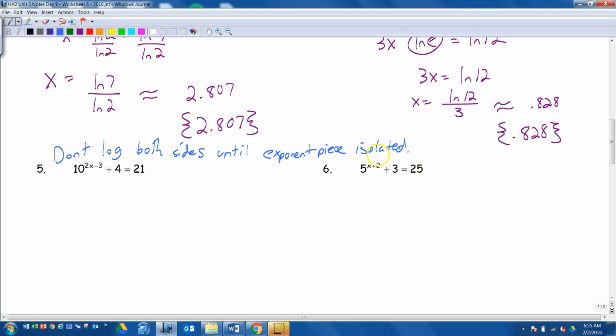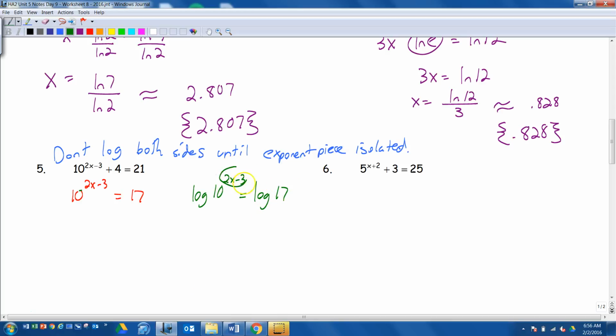Okay. What that means is I don't want to log both sides until that 4 is moved. So I'm going to move the 4 over, and I get 10 to the 2x minus 3 is equal to 21 minus 4, which is 17. I'm going to rewrite this with logs on both sides, and I'm going to use log instead of natural log here because it's base 10. So log of 10 to the 2x minus 3 equals log of 17.